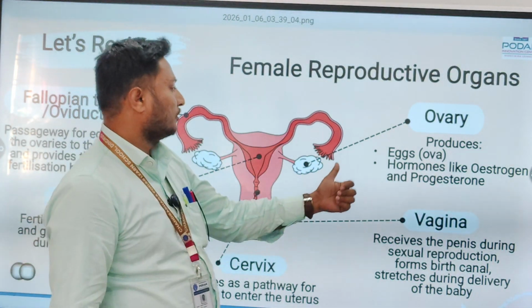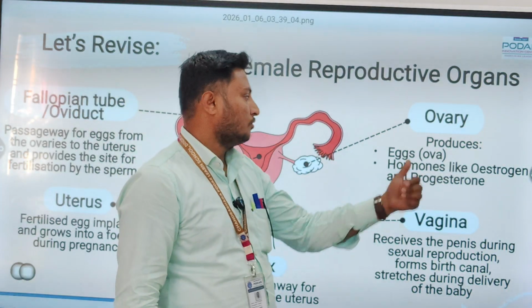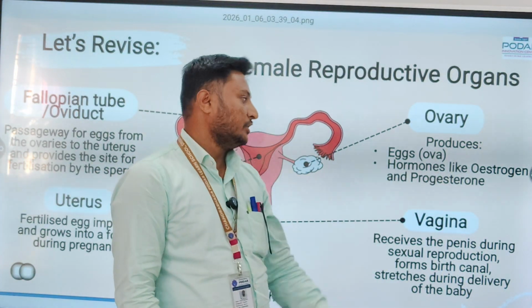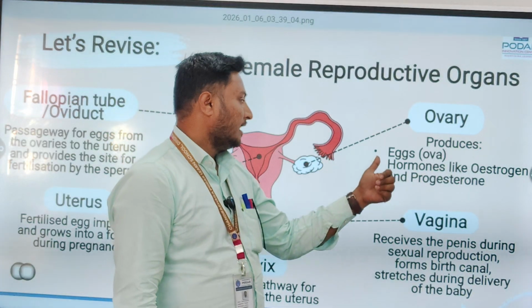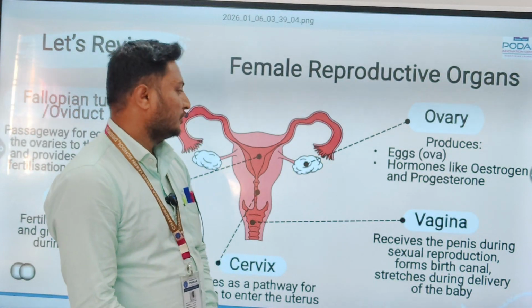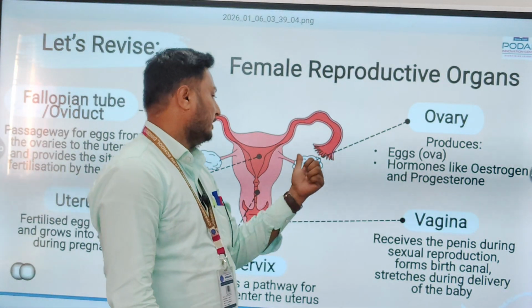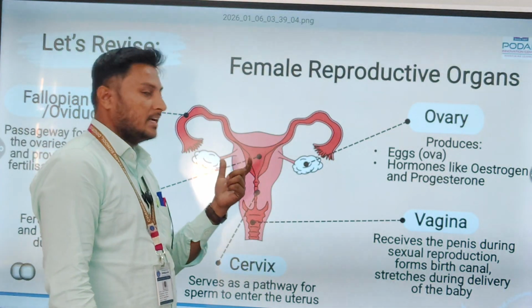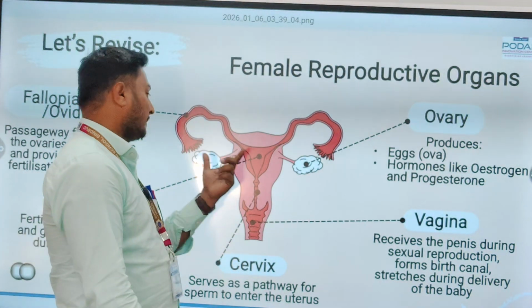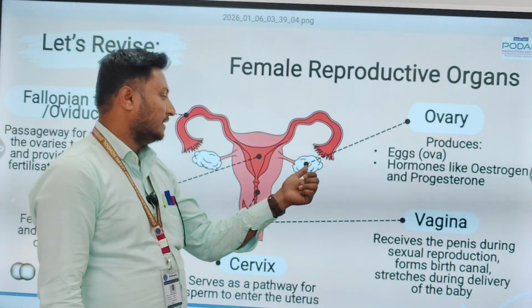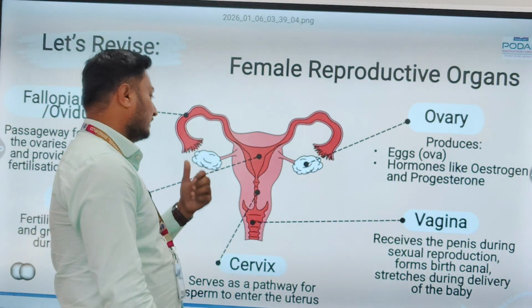The first and very important organ of the female reproductive system is the ovary. What is the function of this ovary? You can see here, it produces eggs. Hormones like estrogen and progesterone are produced by the ovary. You can see there are two ovaries present, one on either side, one on the left and one on the right.